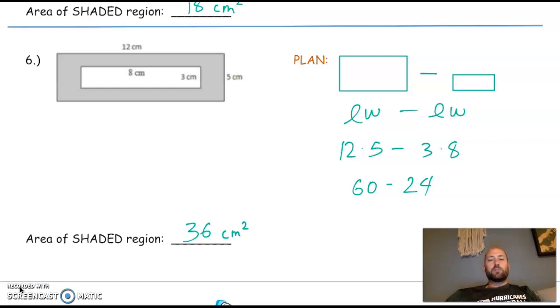Hopefully this all went well. It's 36 centimeters squared. And remember, anytime we're doing shaded region, find the large figure, take away the small figure.